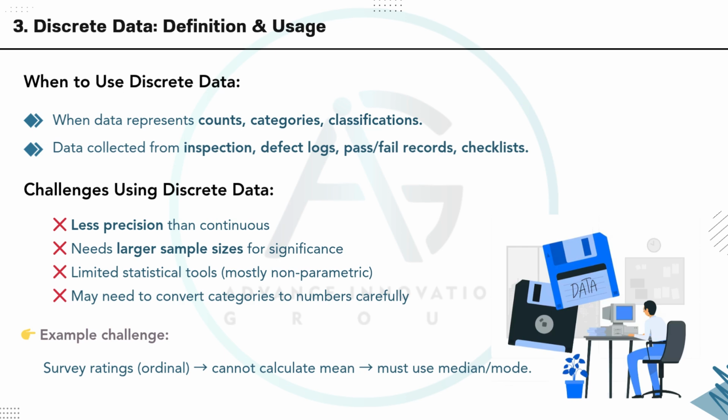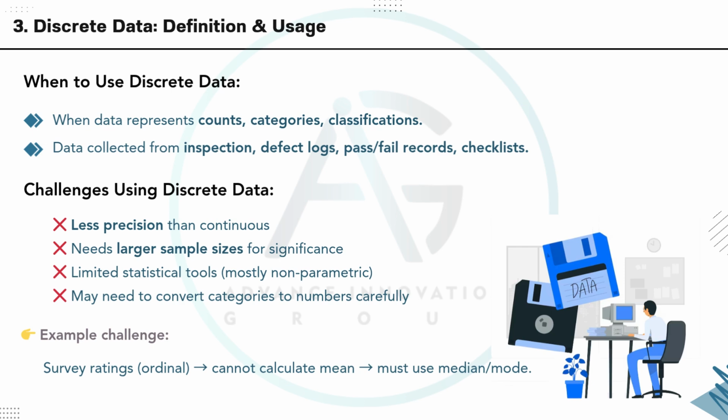Challenges with discrete data. While discrete data is easy to collect and categorize, it has some limitations. Less precise than continuous data. You don't get a detailed measurement. Requires larger sample sizes to reach statistical significance. Fewer statistical tools are available. Most are non-parametric, which have lower power. You often need to convert categories to numbers carefully, especially with ordinal data.